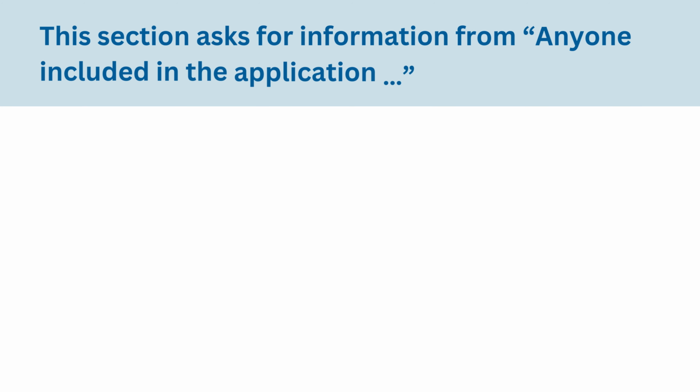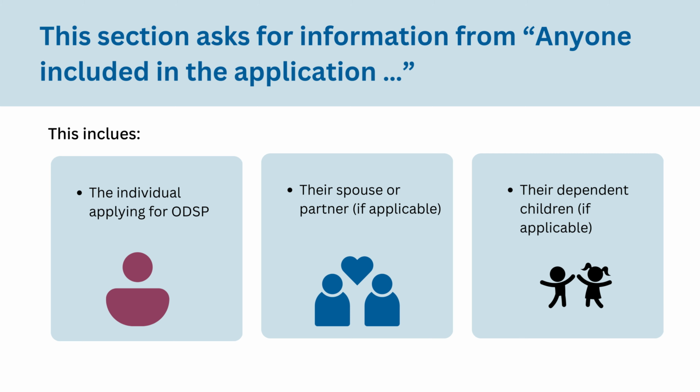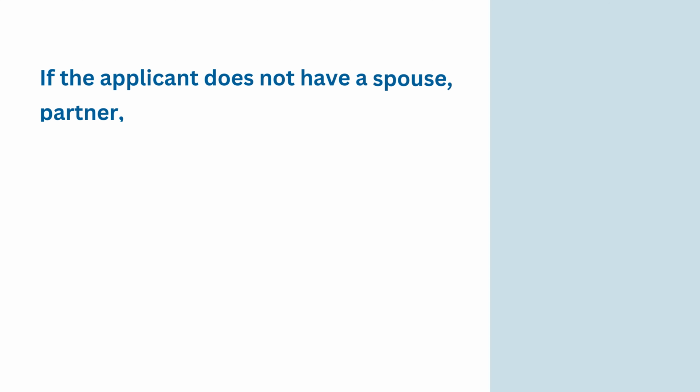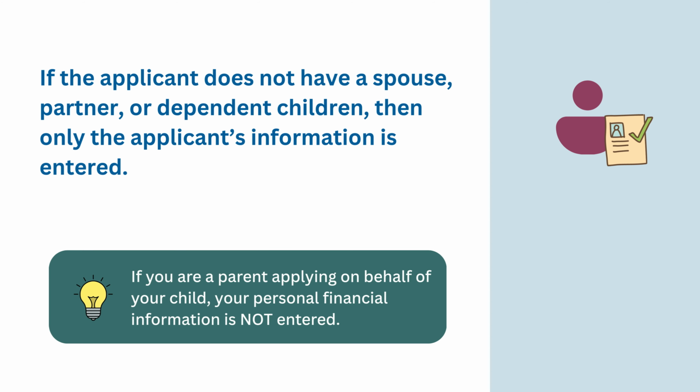You'll notice that the section on earned income and assets requests information for anyone included in the application. This is actually referring to the person who's applying for ODSP. It would include the applicant, their spouse or partner, and their dependent children. If the applicant does not have a spouse, partner, or dependent children, then the information entered would only be that of the applicant. If you are a parent applying on behalf of your adult child, your personal information would not be entered into this section.